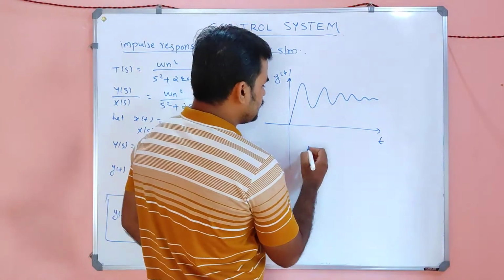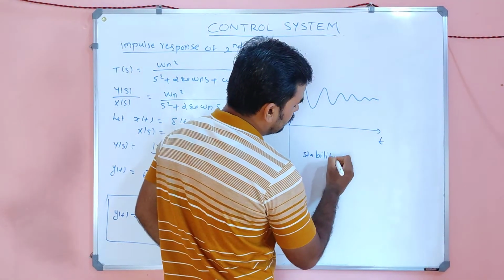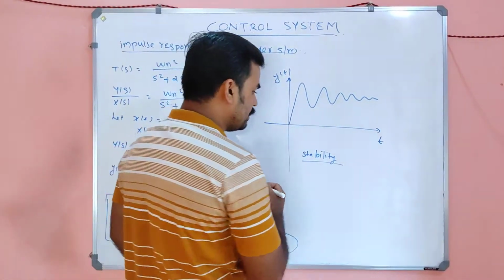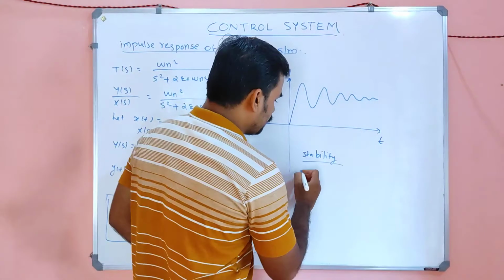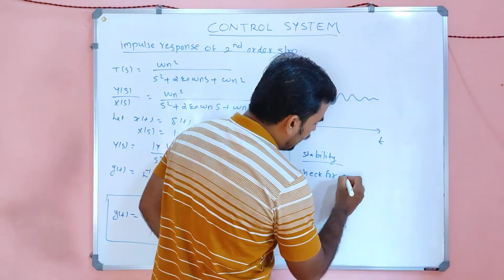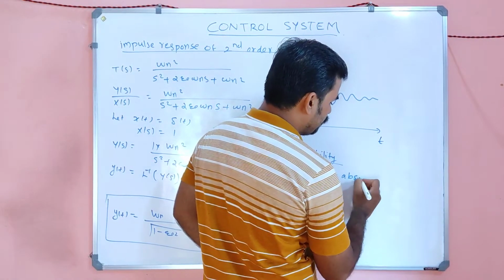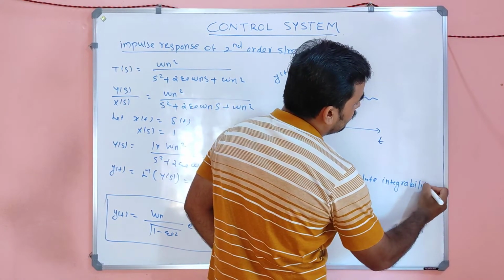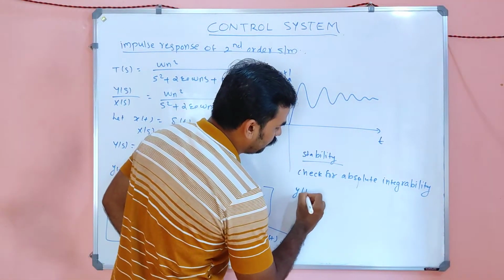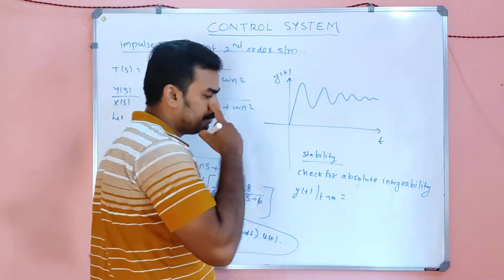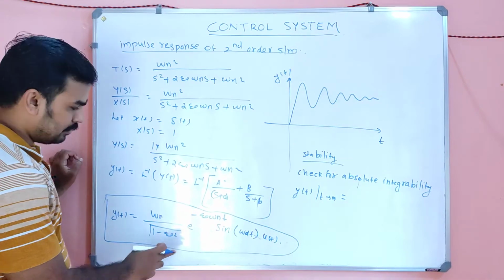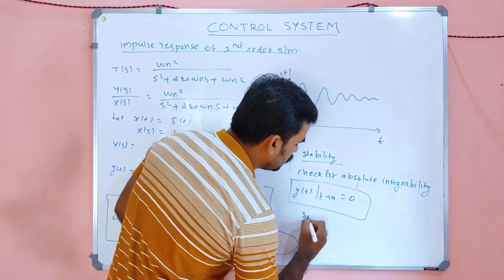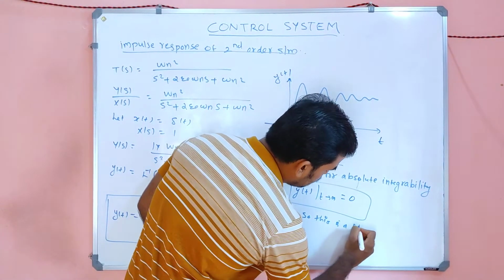And let us check the stability of the system. We know this is a stable system, of course, but we have to check. How can we check stability from y of t? Check for absolute integrability. We already learned this, right? Which is nothing but y of t as t tends to infinity. What will it be? E raised to minus infinity will be 0. So definitely this is a stable system.